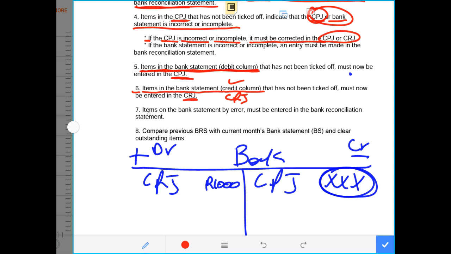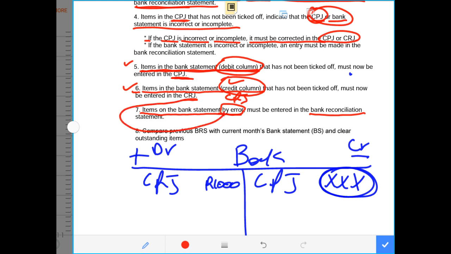Then we go to number 7. Number 7 says items on the bank statement by error. I think they are clarifying what I've been explaining between the two. Items on the bank statement by error must be entered in the bank reconciliation statement. That means if the amount appears either on the debit column or on the credit column of the bank statement by error, in this case by mistake, then this amount is not supposed to be corrected in the receipt, and this amount is not supposed to be corrected or recorded in the payment.